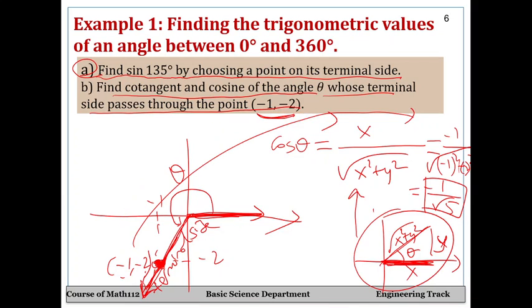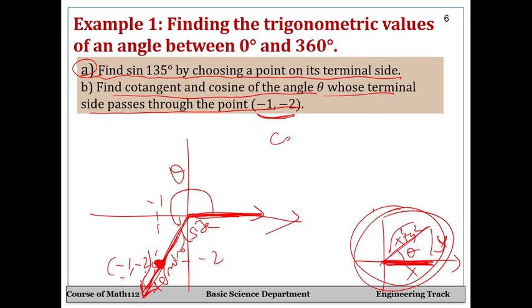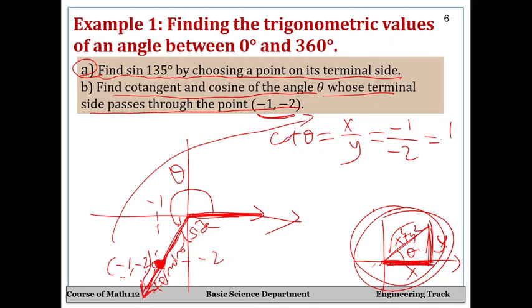We can do the same thing here for cotangent. It says find the cotangent. What's the cotangent theta formula? Cotangent theta is 1 over tangent theta, and y over x is tangent theta, so x over y will be cotangent theta. The adjacent side divided by the opposite side is cotangent theta. Now I'm taking the actual values and putting them here, so it will be minus 1 over minus 2, which is 1 over 2.